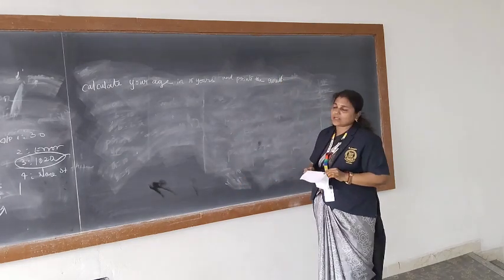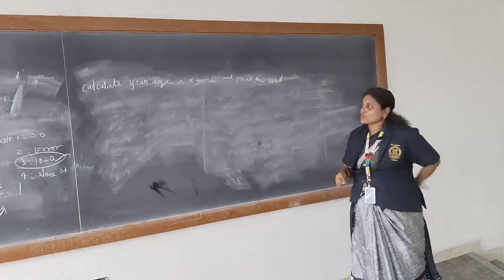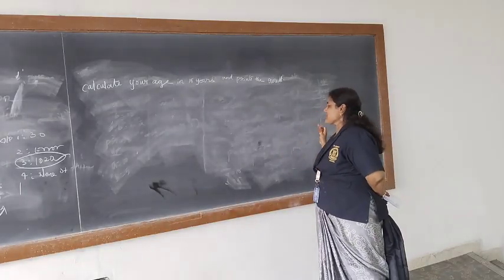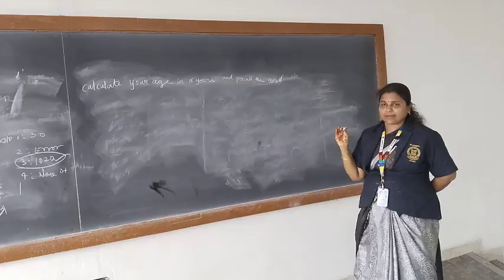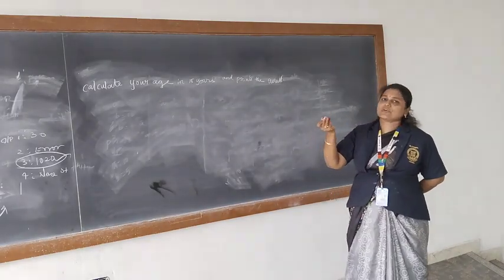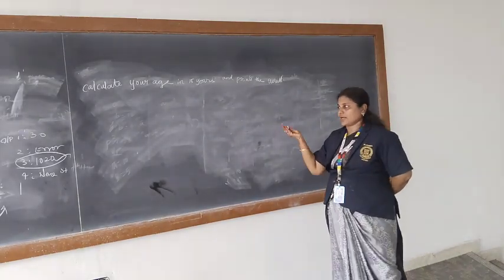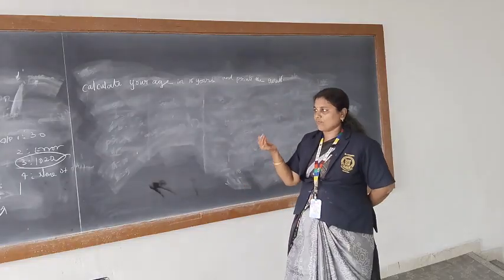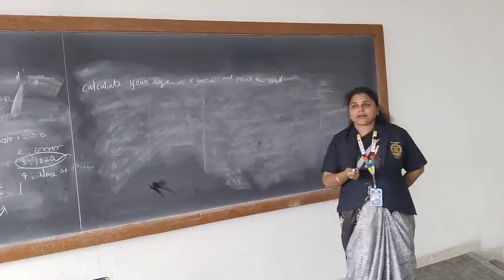Okay, try to write the code for this program. The problem statement is: calculate your age in 15 years and print the result. So you have to keep the current year plus 15 years. What should be the age? Try to give the coding, because we know which is variable, which is data type. Try to do it.